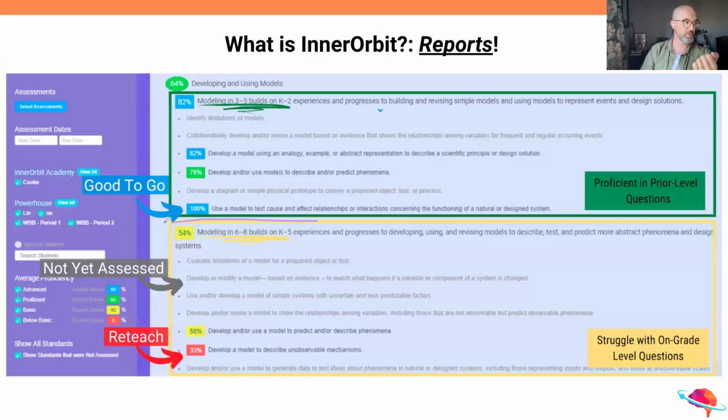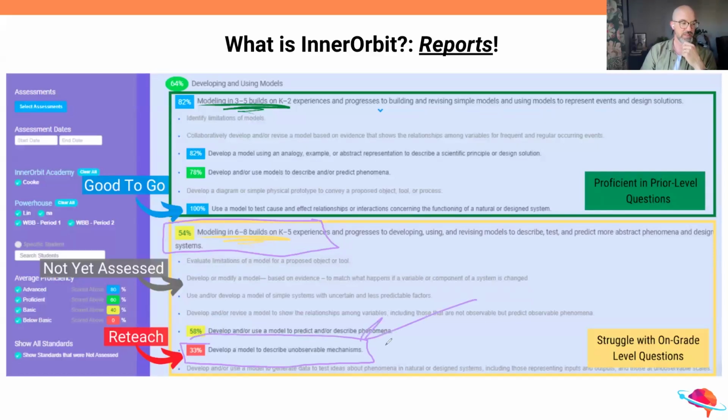And then on the bottom, we're looking at the grade level band of 6-8. So where are all our middle school students and how are they progressing in their understanding of developing using models? What we see here is there's an area where students struggled more than other areas, which is developing a model to describe unobservable mechanisms.